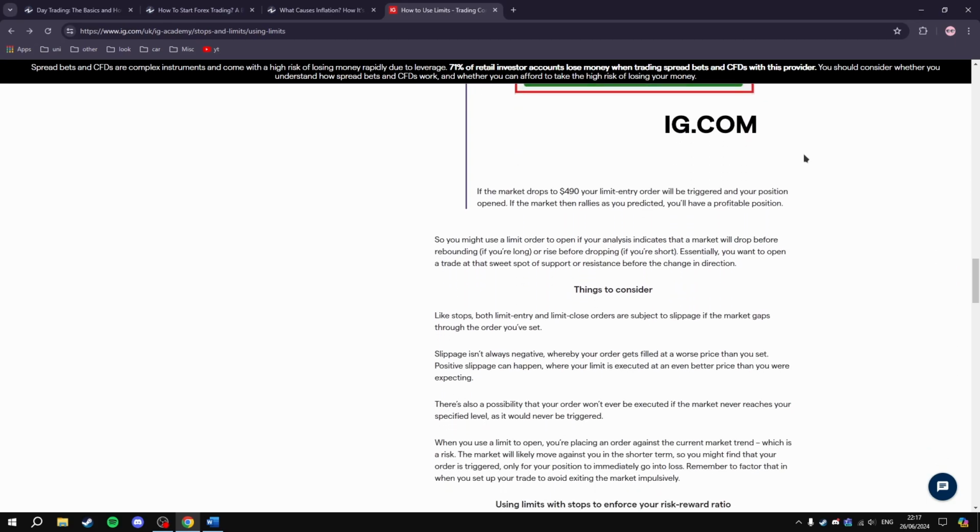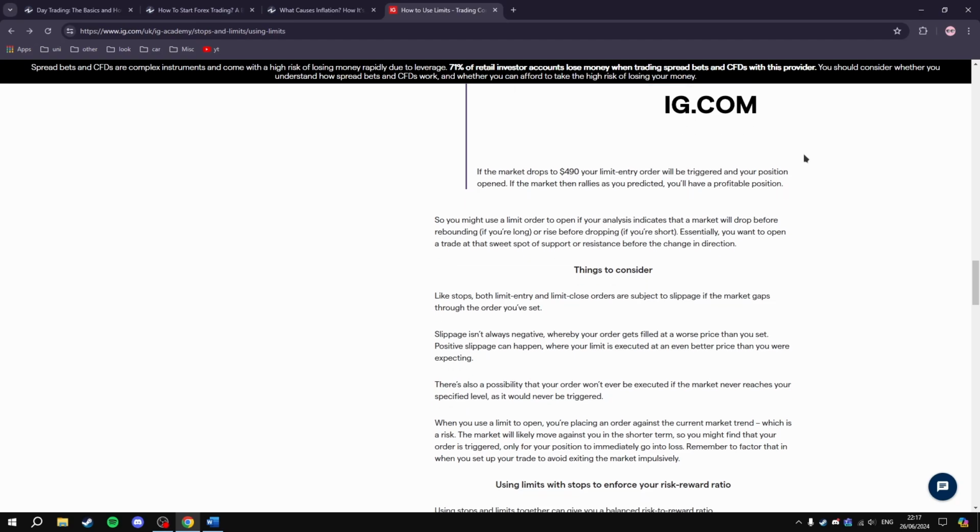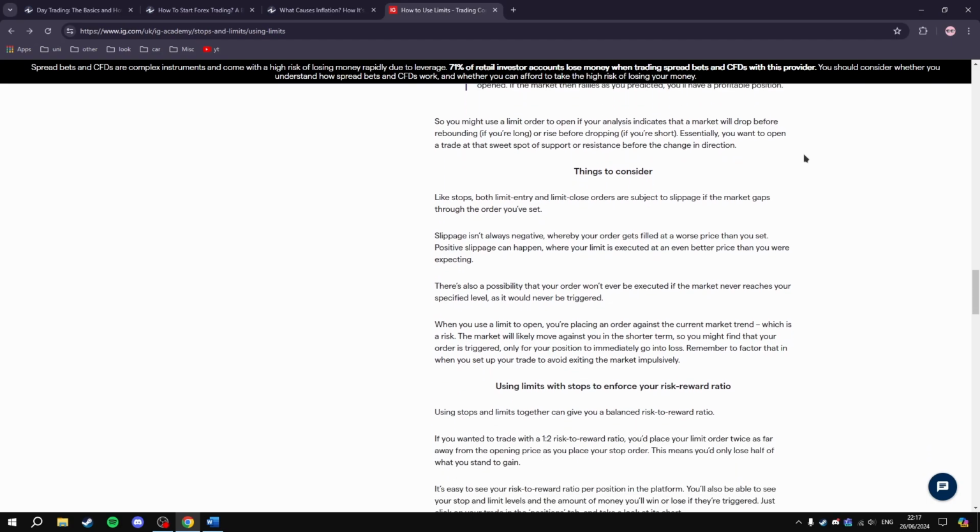You might use a limit order to open if your analysis indicates that a market will drop before rebounding if you're going long, or rise before dropping if you're going short. Essentially you want to open the trade at that sweet spot of support or resistance before the change in direction. So, some things to consider when using limits.